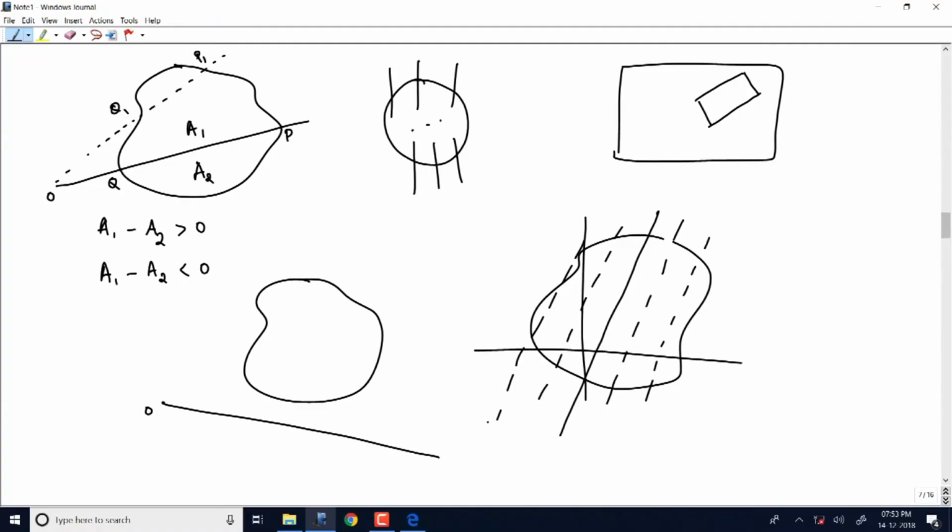But the same problem in higher dimension will be much more difficult, and the intermediate value theorem does not work there. So we'll need more sophisticated techniques from algebraic topology.